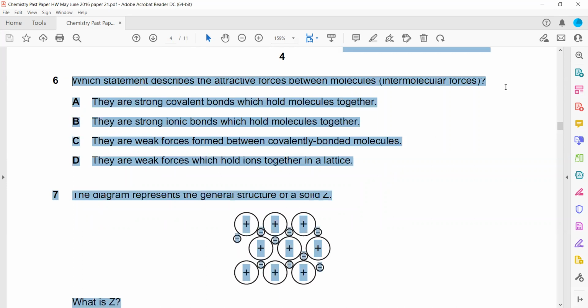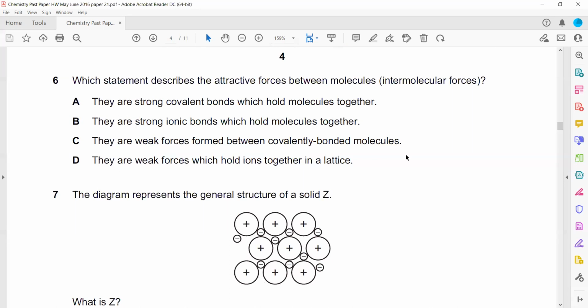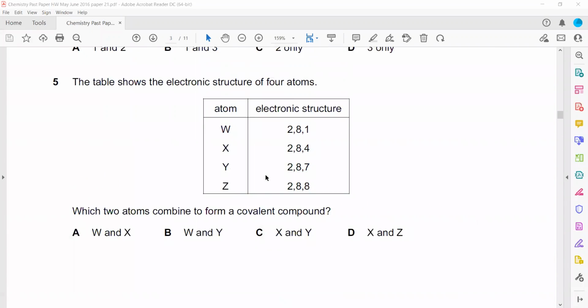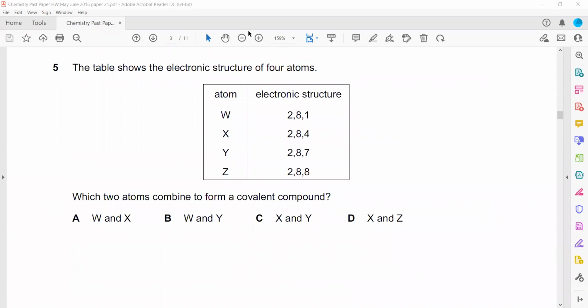Which statement describes the attractive force between the molecules? Whenever they use the term molecule, for this question, question 5, the type of the bonding, remember, when a metal combines with a non-metal, the type of the bonding is ionic. When a non-metal combines with another non-metal, the type of the bonding is covalent. That is the idea. So when you look at their electronic structure, if an element has 1, 2 or 3 electrons, it means it is a metal.